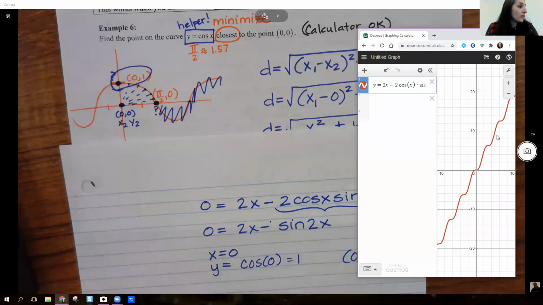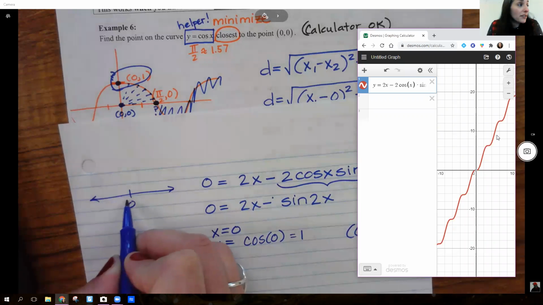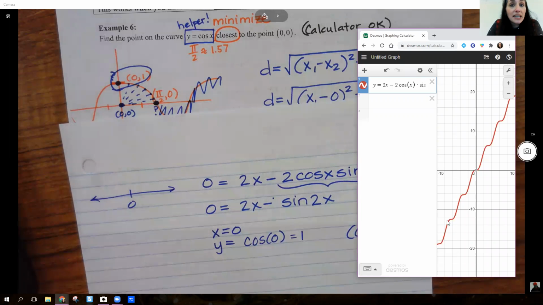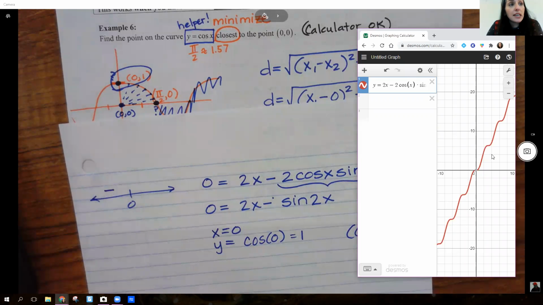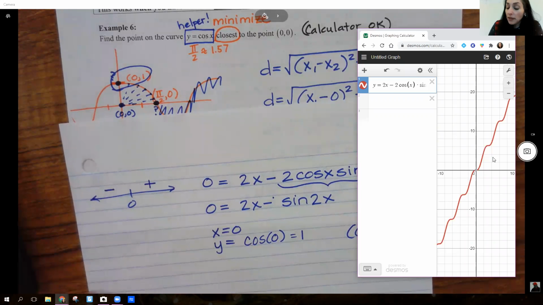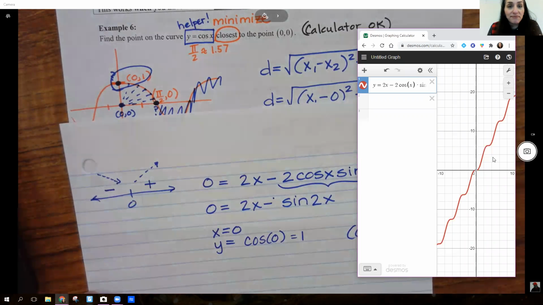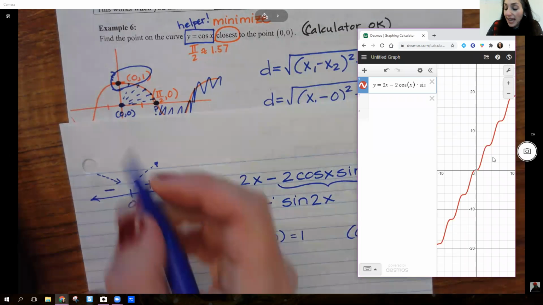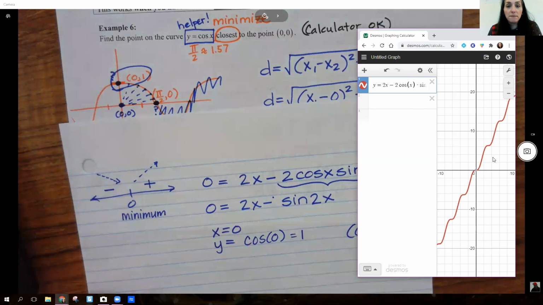So if I draw it, all right, we do the little number line thing. To the left of 0, you have negative y values, so we put a negative. To the right of the y-axis, you have positive y values. So that means your graph is decreasing and then it's increasing. So this has to be a minimum. Okay?